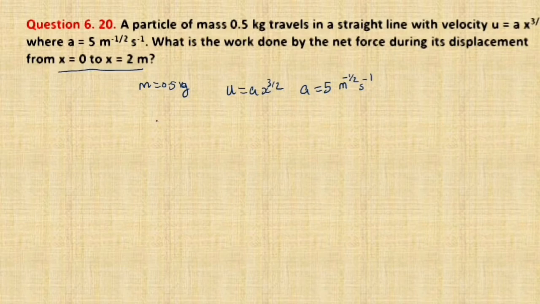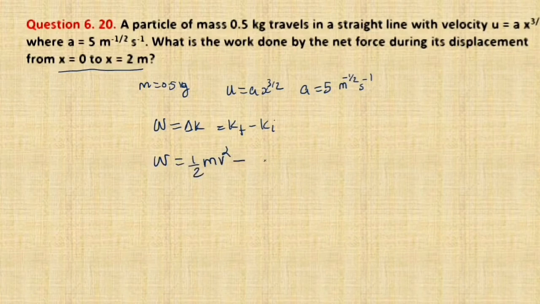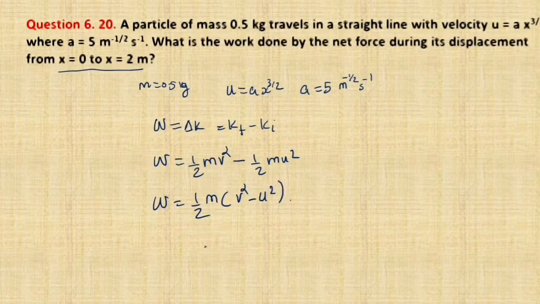If you use the work energy theorem, we can write W is equal to change in kinetic energy. That is equal to final kinetic energy minus initial kinetic energy. Therefore, W is equal to half into mv square minus half into mu square. That is, work done is equal to half into m into v square minus u square. Now let's calculate the initial velocity when x is equal to 0 and the final velocity when x is equal to 2 meter.